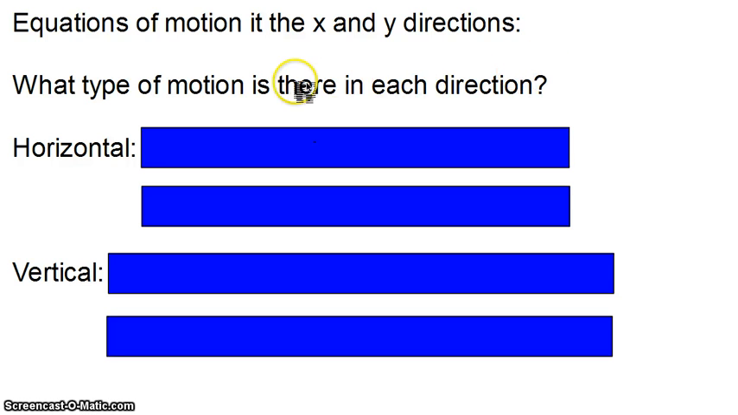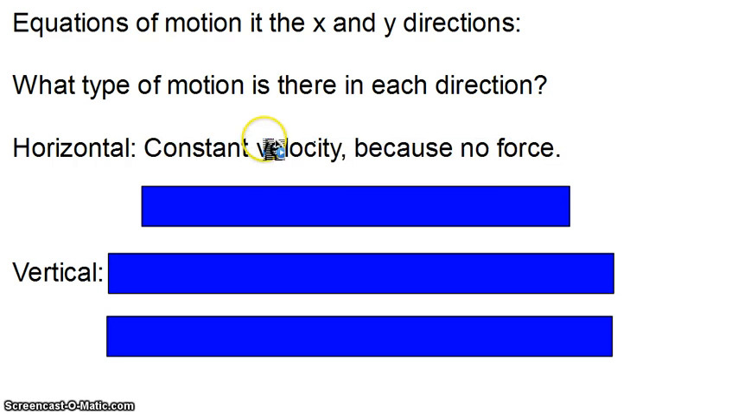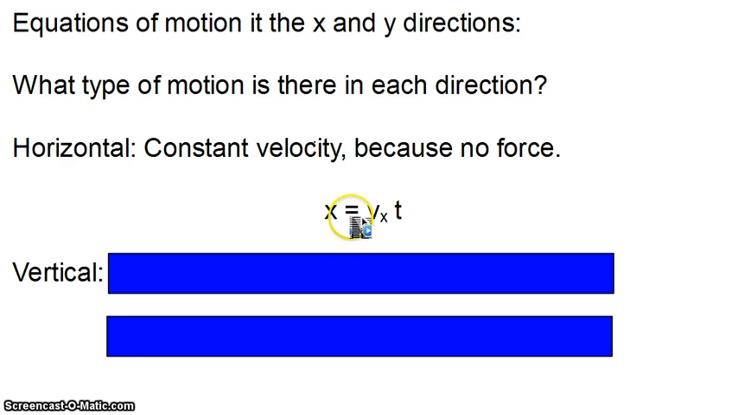The first question we have to ask ourselves is what type of motion is there in each direction? In the horizontal direction, we have constant velocity because there is no force in the horizontal direction. The equation of motion for a constant velocity is just distance equals speed times time. When we're dealing with projectiles, we put distance in terms of x, so we know we're dealing with the horizontal component, and then we talk about vx because that is the velocity in that horizontal direction, and then time.